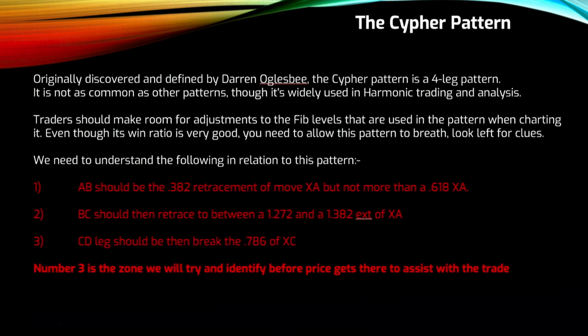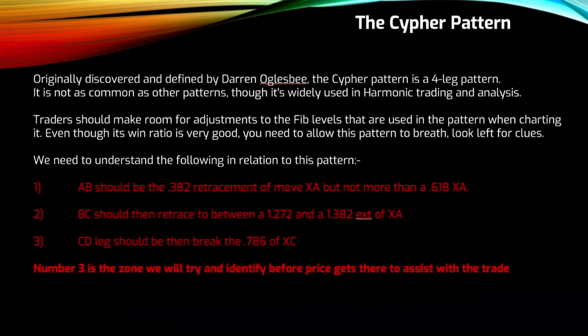When using a Cypher pattern, you need to make room for adjustments, and I'll break that down a little bit more when we look at entries and exits on the trading. And with the fib levels, you need to give them a little bit of room. The win ratio for this pattern is very good, but you need to allow this pattern to breathe. And as any decent trader will tell you, price action is the only true indicator. So we always need to look left for clues, look for structure, and that will help in our analysis. When we're breaking the pattern down, we need to understand certain things, and that be the pointers as per previous videos.